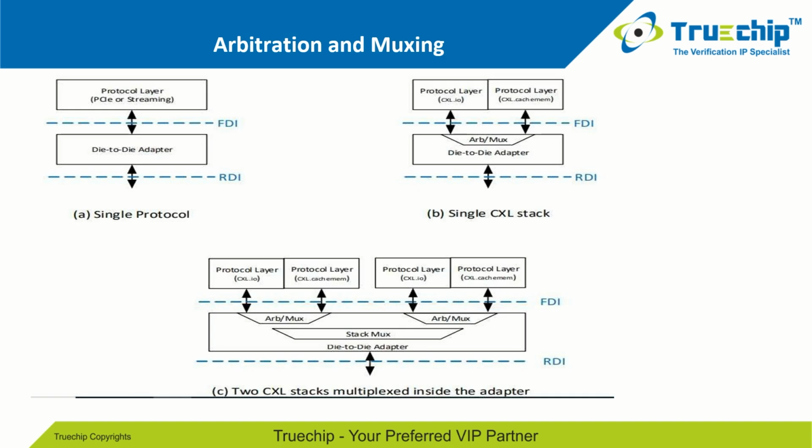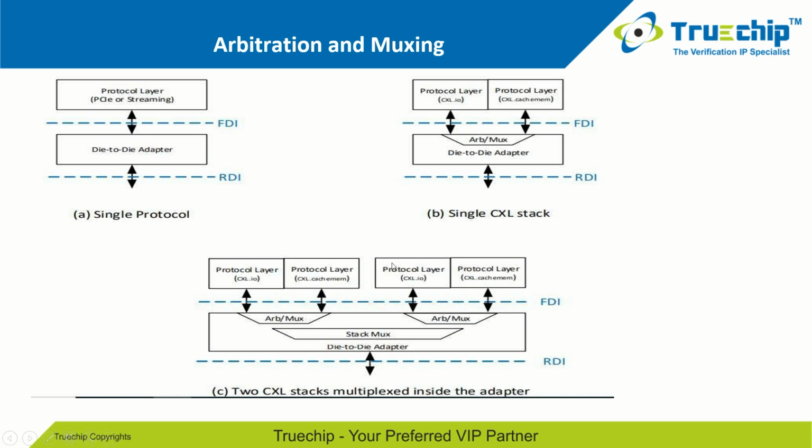Now, let's have a look at the arbitration and muxing. So here we can say that the adapter layer performs the arbitration or stack multiplexing for different formats, like for the single format and for the multi protocols also. Let's suppose we have a single stack of CXL, and CXL supports two protocols, which are IO and cache mem, and for both of the protocols there will be different FDI interfaces.